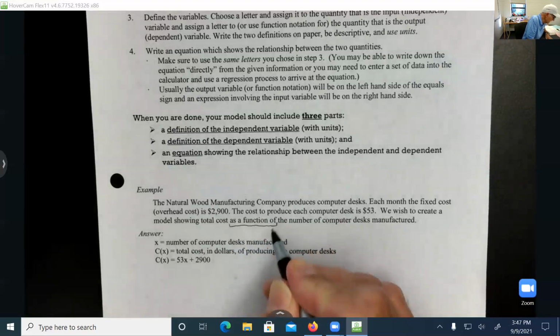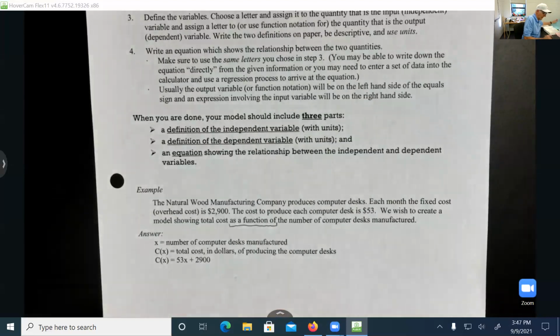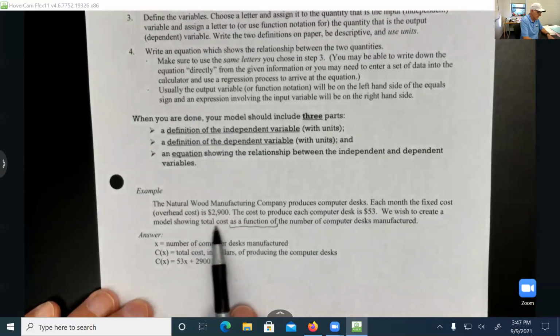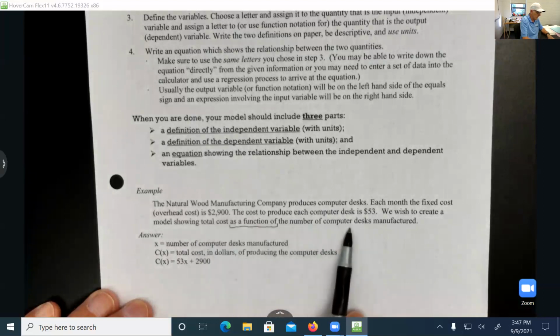So here's this phrase that we saw on our blue handout, as a function of. The quantity in front is dependent on the quantity back here. This is going to be output and this is going to be input. So I'm going to define my input variable as x. It's one of our favorite letters to use for input. You don't have to use x, but you may. x equals the number of computer desks manufactured. You want to be descriptive. The output is the total cost. I'm using function notation this time. C of x equals the total cost in dollars of producing the computer desks.